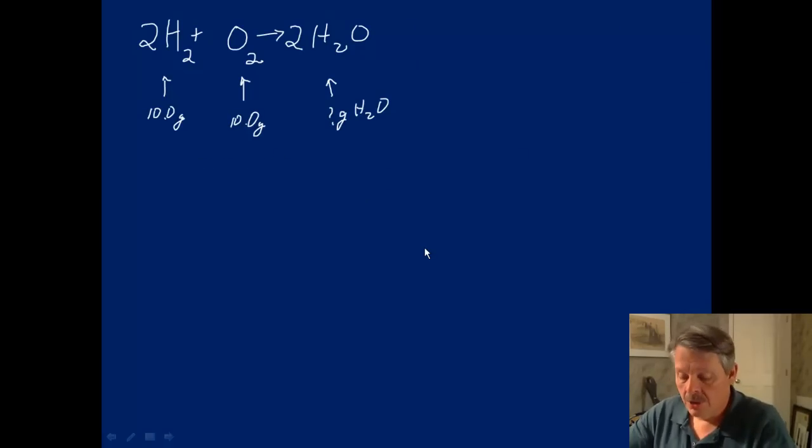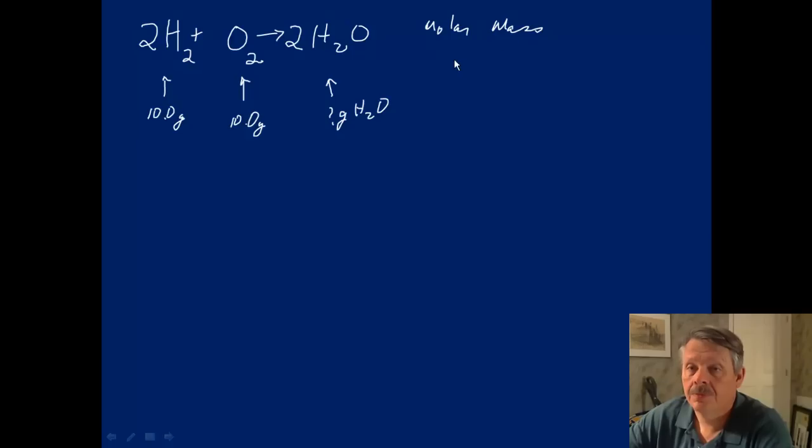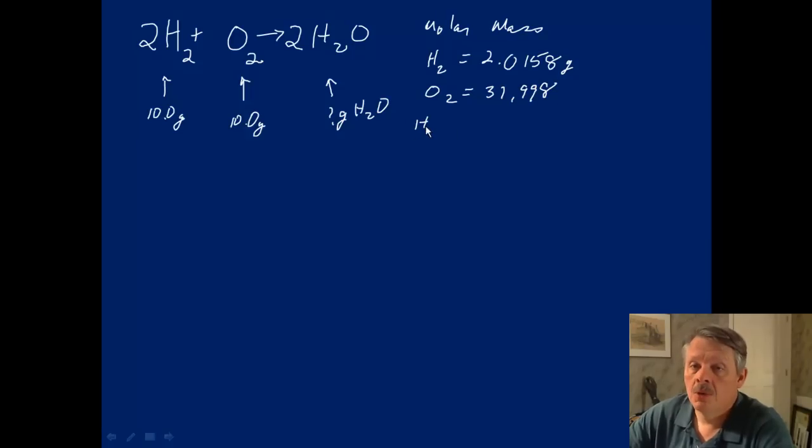All right, so to be able to work through the problem, we need to know a few things. We need to know the molar mass of hydrogen. I'm not going to waste your time calculating it here, but for example, the molar mass of H2 is 2.0158 grams. And the molar mass of oxygen is almost 32. It's 31.998 grams. And the molar mass of water, which we'll also use, is 18.015 grams. These are all grams per mole because they're the molar mass.